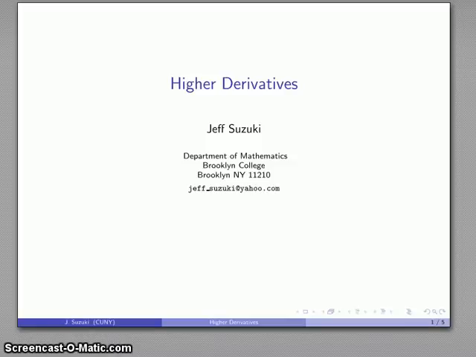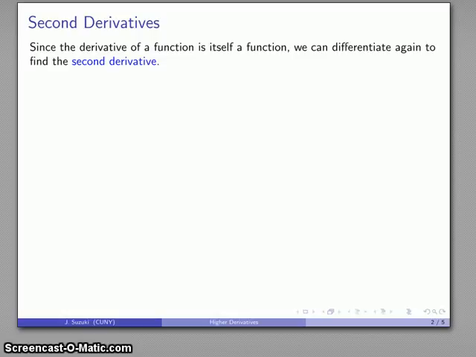So this may be the shortest of all the videos on calculus, but this is the one that talks about higher derivatives. And the basic idea is that since the derivative of a function is itself a function, then we can differentiate again to find what's called the second derivative. And the second derivative is indicated in one of two ways.